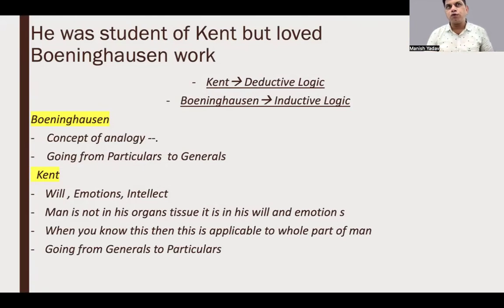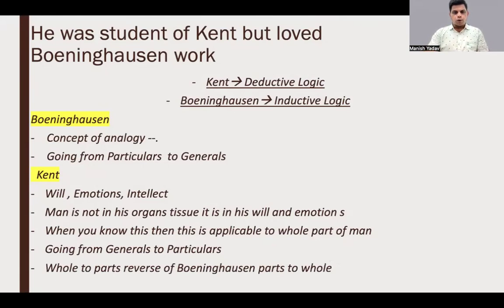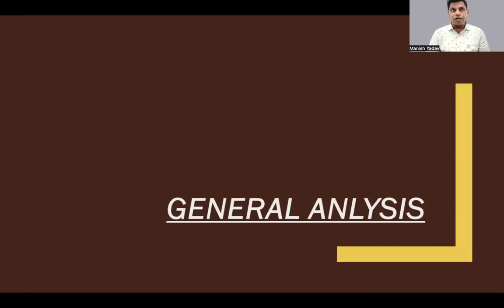The only problem with Boenninghausen was that he not only generalized everything, he overgeneralized. This was one of the very big criticisms. Suppose somebody is having burning in the knee, he would say the burning is everywhere in the body. Sometimes it is true also, but some people have burning in the knee and maybe coldness in the head, in the same patient. It can happen, but he would overgeneralize it. And this overgeneralization was against Boenninghausen's approach, according to Kent. Whole to the part is the reverse of Boenninghausen's parts to whole. Okay, we understood that.